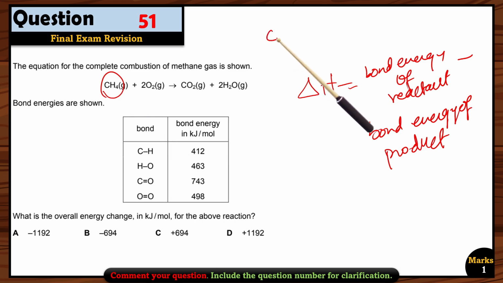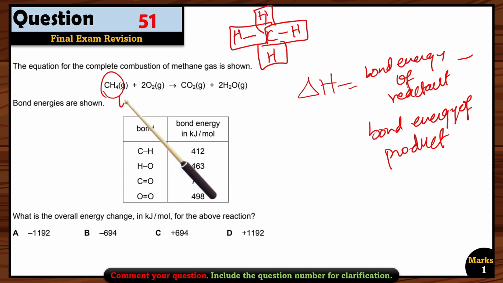For example, if you have CH4, then you have to draw the structure. C is 1 and we have 4 H. So how many C-H bonds do we have? 1, 2, 3, 4. So now you have 4 C-H bonds. This is C-H, 4, so 1 times 4.